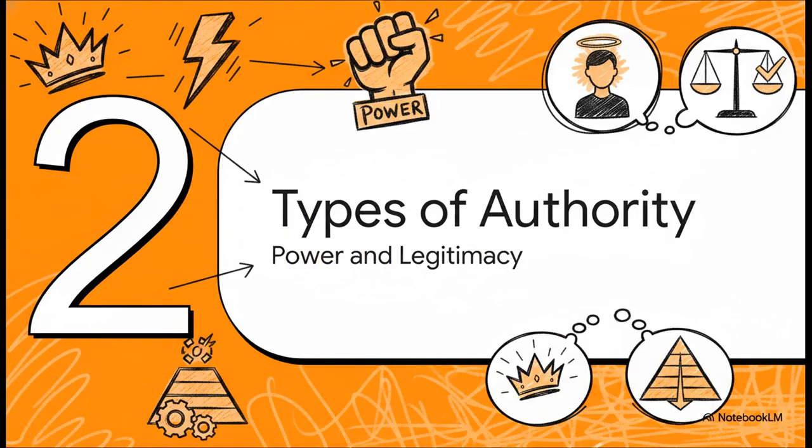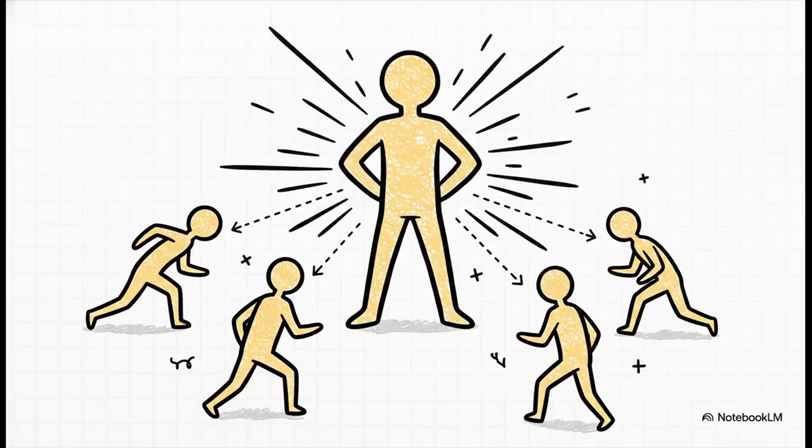Moving on to Section 2. 3 types of authority and how power is legitimized. Before Weber could even define bureaucracy, he needed to explain a fundamental concept: authority. He made a really sharp distinction between power, which is just forcing someone to obey you, and authority. Authority exists only when subordinates voluntarily obey because they genuinely believe their superior has a legitimate right to tell them what to do. He broke this legitimacy down into 3 pure types.